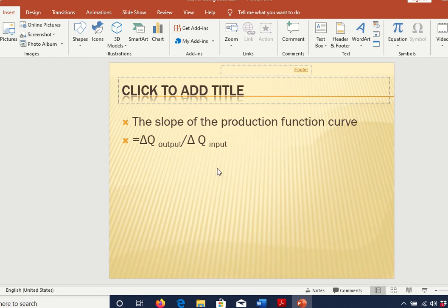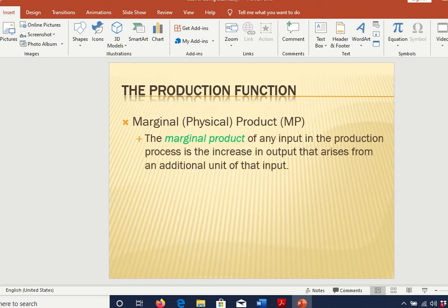So what does that mean? The change in the quantity of output divided by the change in the quantity of input. So basically what that means is how much each additional unit of input adds to the total production, right? Okay. So that gives us marginal product, MP. In some textbooks, you see the term marginal physical product, or MPP. So they are the same.